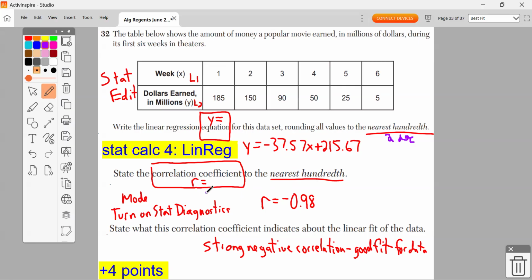What is the correlation coefficient? That is your R value, rounded to the nearest hundredth again, 2 decimal places. So when you take a look at it, R equals -0.98. If you write positive, you don't get credit. State what the correlation coefficient indicates about the linear fit of the data. When something is close to 1 or -1, it is considered a strong correlation. This R value is negative, so it is a strong negative correlation. It is a good fit for the data. You have to say strong negative correlation. 2 credits, 1 credit, 1 credit.